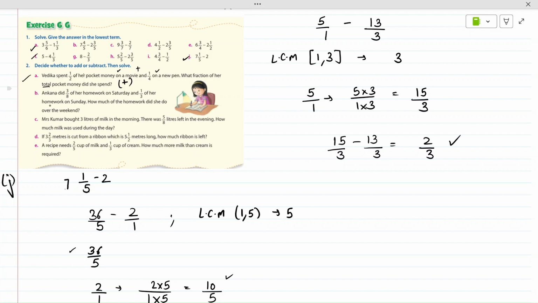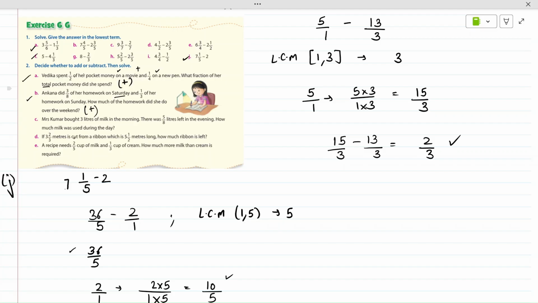Next, Ankana did 3 by 8 of her homework on Saturday and 1 by 3 of her homework on Sunday. How much of the homework did she do over the weekend? So we have to combine Saturday's and Sunday's homework to get this answer. So again, this is addition of fractions.